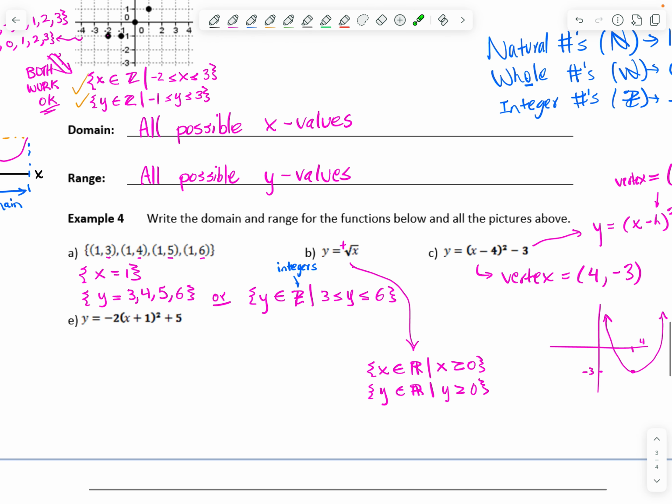Okay. Here's an example of a square root where it's been given to us already. So y is equal to the square root of x.